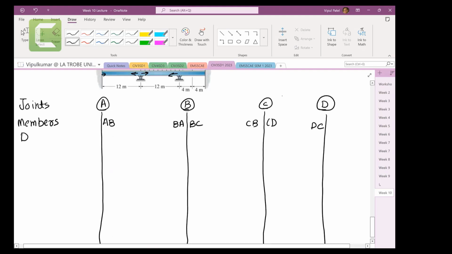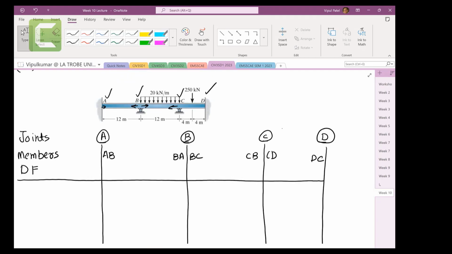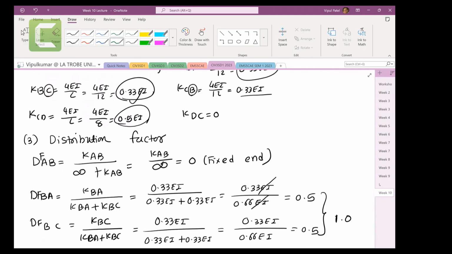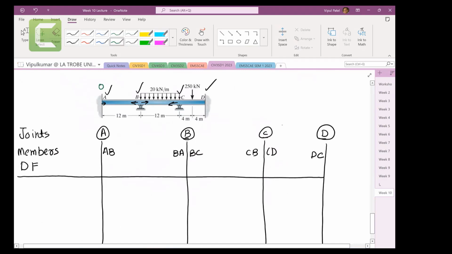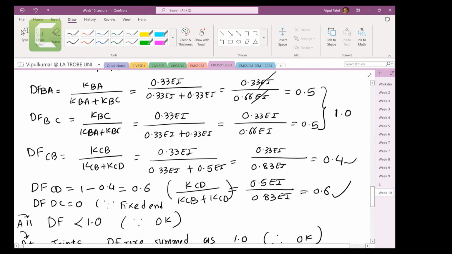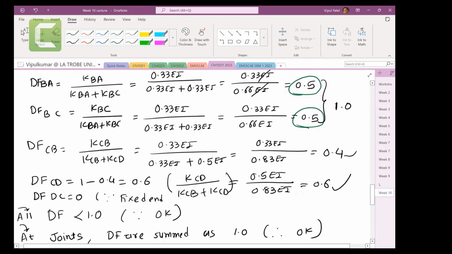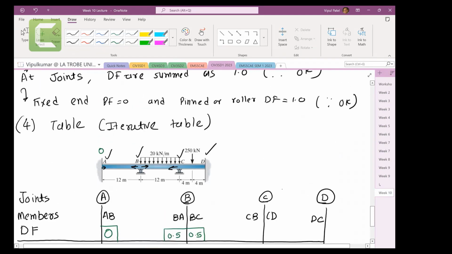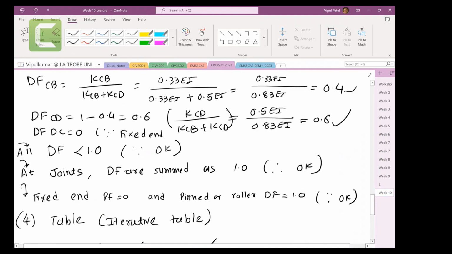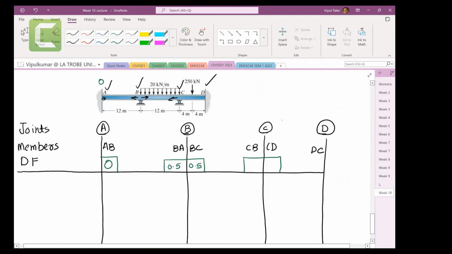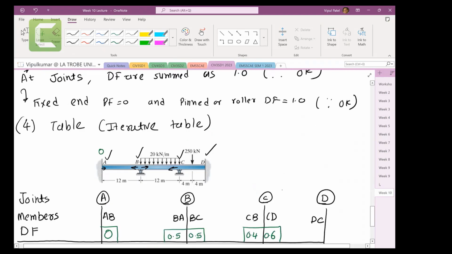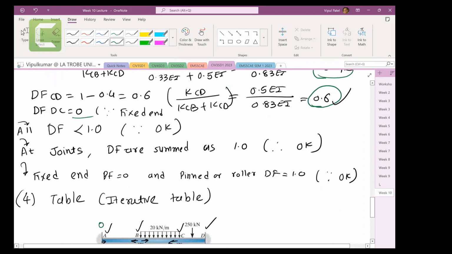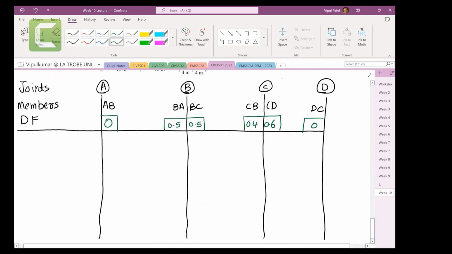All right. After that, you write distribution factors, and draw the horizontal line after distribution factors. And probably let's put the distribution factors in green. We calculated the distribution factor for AB, and distribution factor for AB was 0, and that is fixed support. So distribution factor here is 0 and it's matching. Distribution factor for BA is 0.5 and BC is 0.5. Distribution factor for CB, let's go back and check. CB has 0.4 and CD has 0.6, and DC has 0 because it is a fixed support. So I hope it makes sense: AB is 0, and BA 0.5 plus BC 0.5 is 1, 0.4 plus 0.6 is 1.